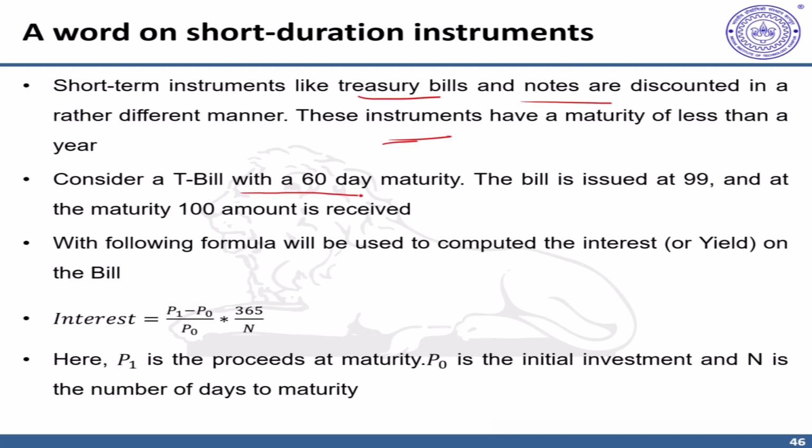Think of a T-bill with 60-day maturity. The bill is issued at 99 and at the maturity 100 principal or face value amount will be received. The formula to calculate the yield or interest rate on the bill is as follows.